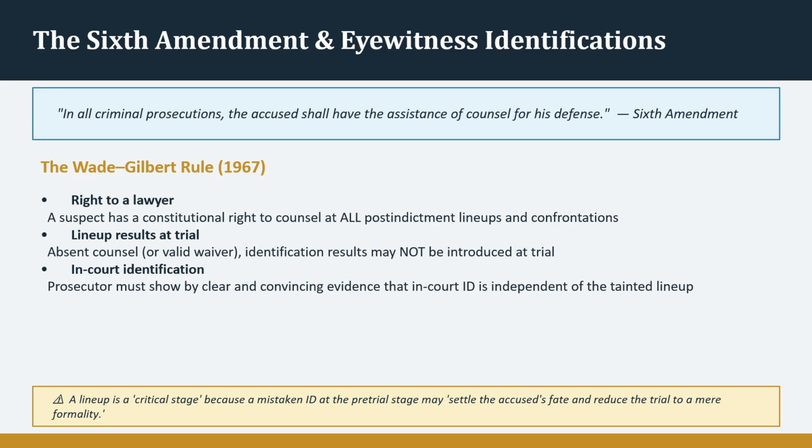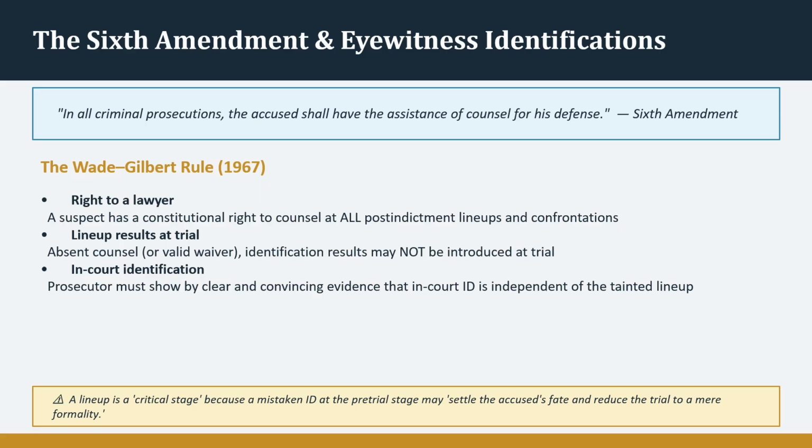at trial. Third, and this is the part students often find surprising, even the witness's in-court identification of the defendant at trial can be excluded if the prosecution cannot show by clear and convincing evidence that the in-court identification is genuinely independent of the earlier tainted lineup.